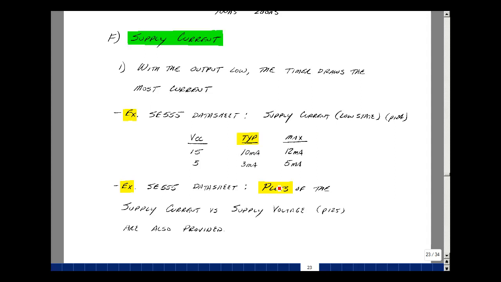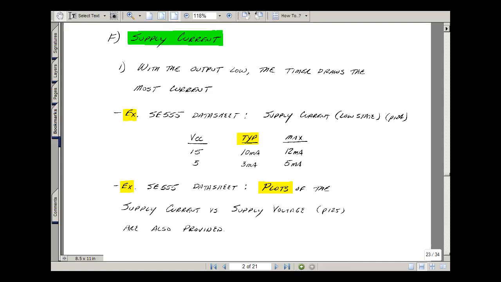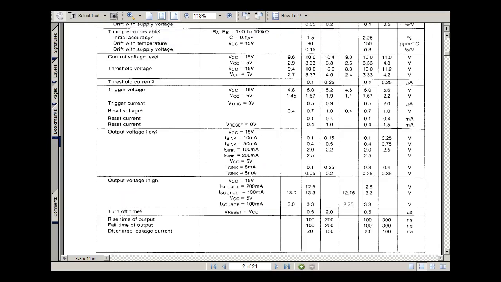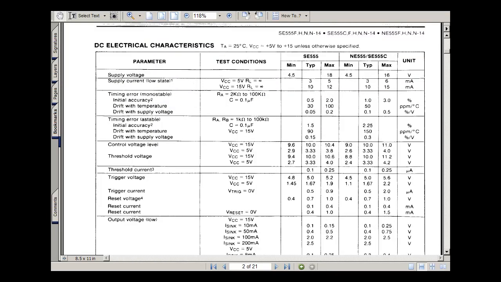You can also find plots of this on page 125. Let's go find the spec on the supply current in the table, and then we'll take a look at the plots. So here's our supply current in the low state for a 5 volt and a 15 volt power supply. Here's our 10 milliamps and our 3 milliamps. This is for a load that's basically an open circuit. Now if you put a load that isn't an open circuit, then you're going to have to add that current. That's where all the current's going to come from, is from the power supply.